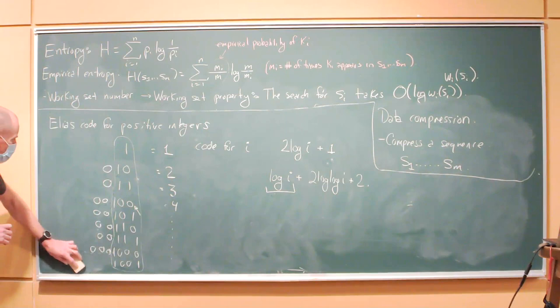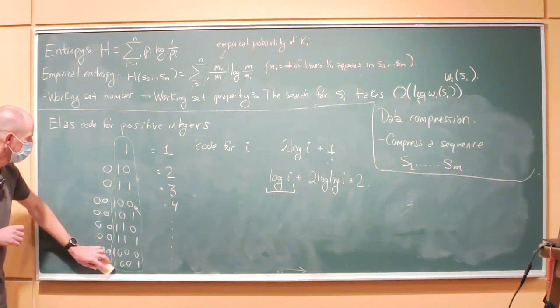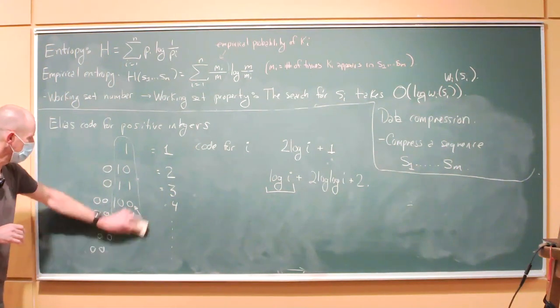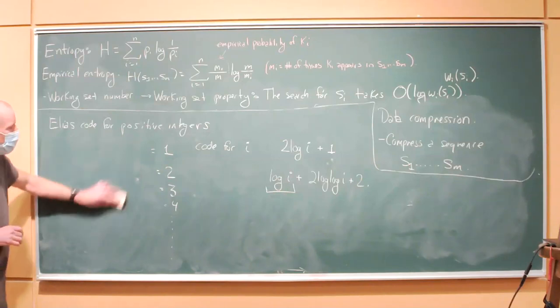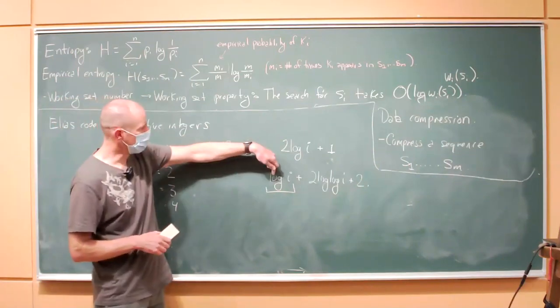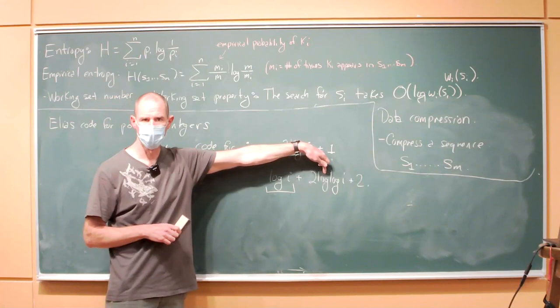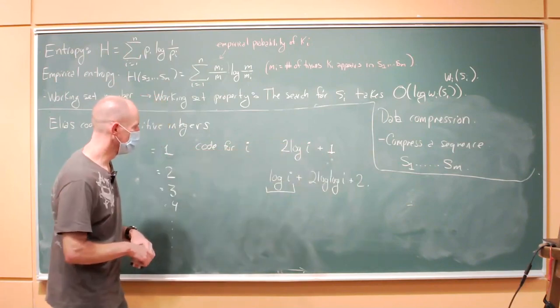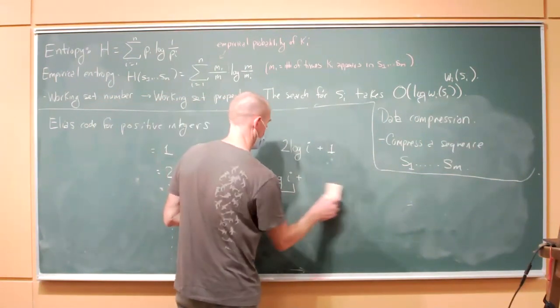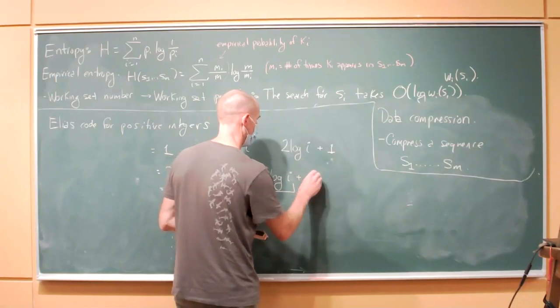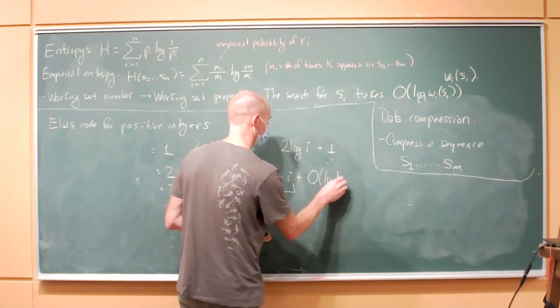So that's one piece that we need: I can encode the integer I using about log I bits plus some lower order thing. So just so I'm not lying at all, I will say log I plus O of log I.